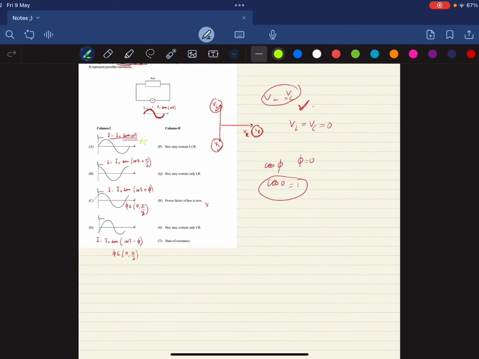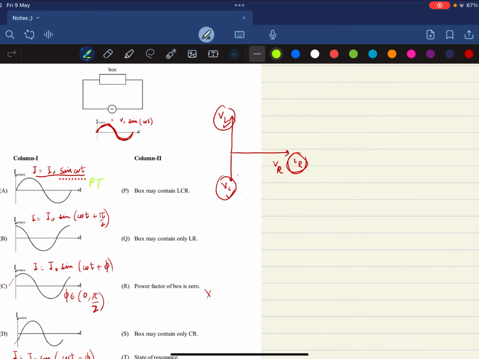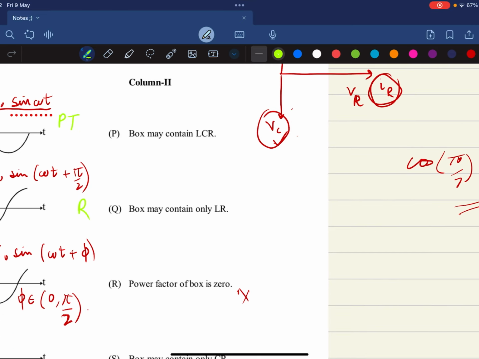Now for the B part, first of all let's find the power factor. Phi is pi by 2, so cos pi by 2 is 0, so the power factor of the box is actually 0. So R is already matched for this.